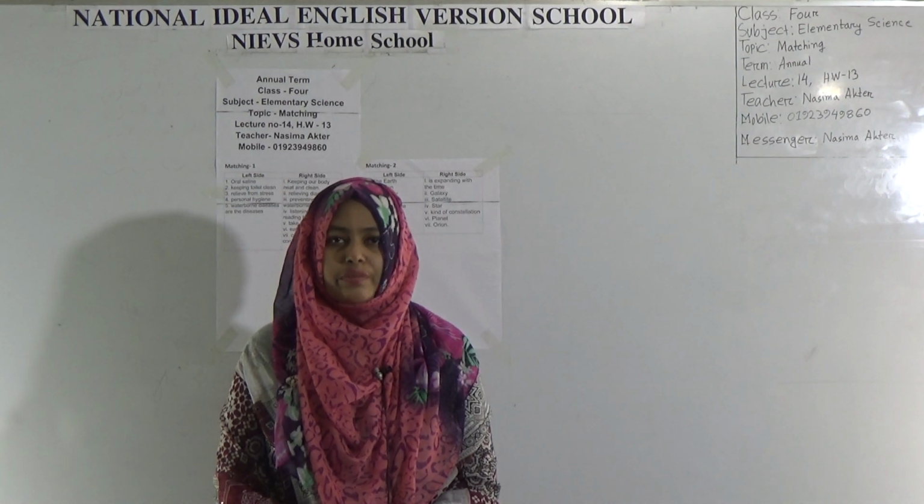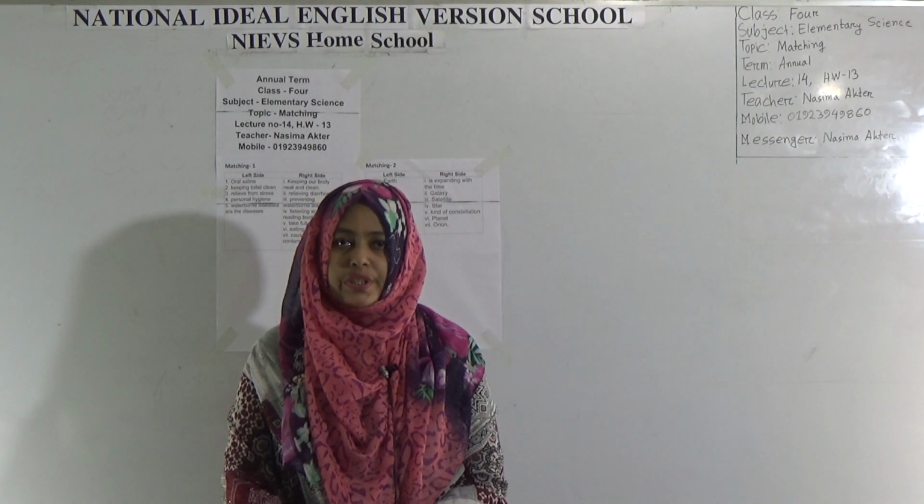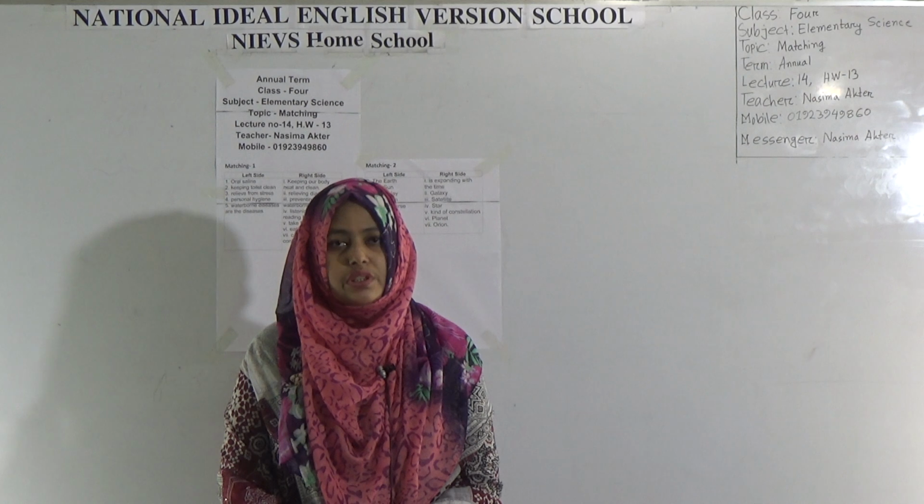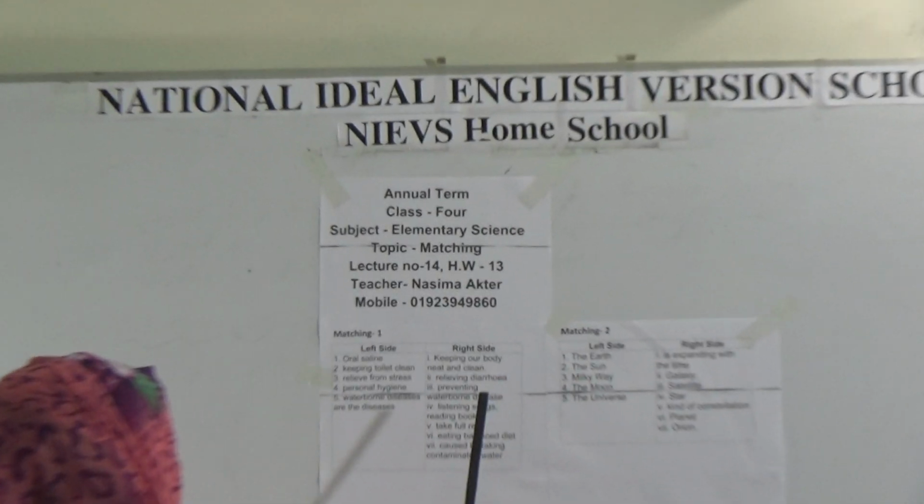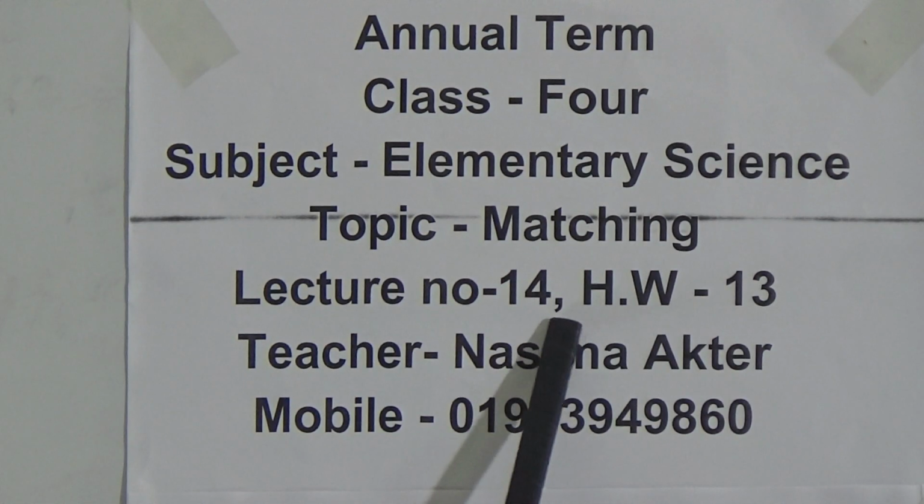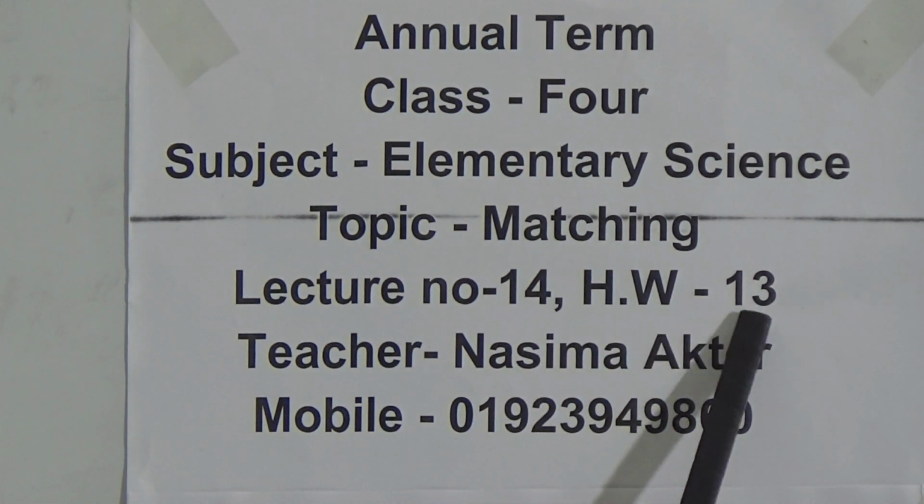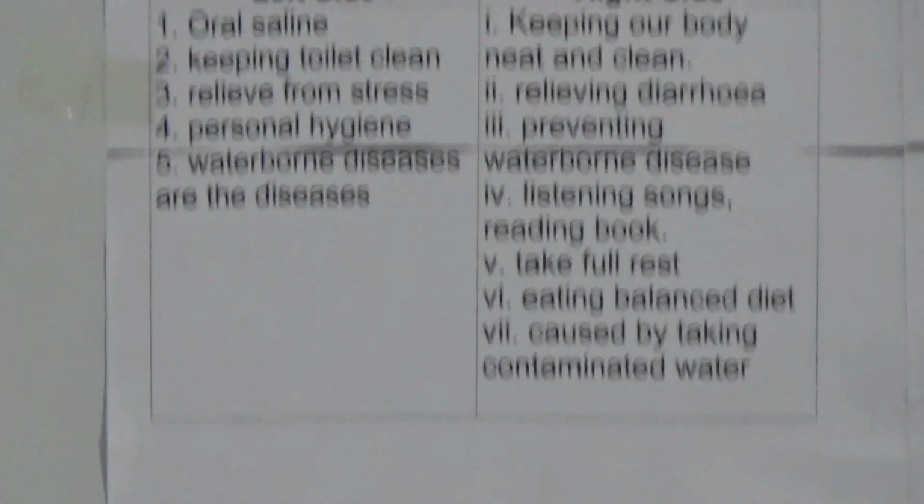Dear students, today I am going to take an elementary science class for class 4 students. Our today's topic is matching. Today we will do matching. This is lecture number 14, and I will give you SW. Our SW will be number 13. You can see here are two matchings. This is matching number 1 and this is matching number 2. We will do this matching.